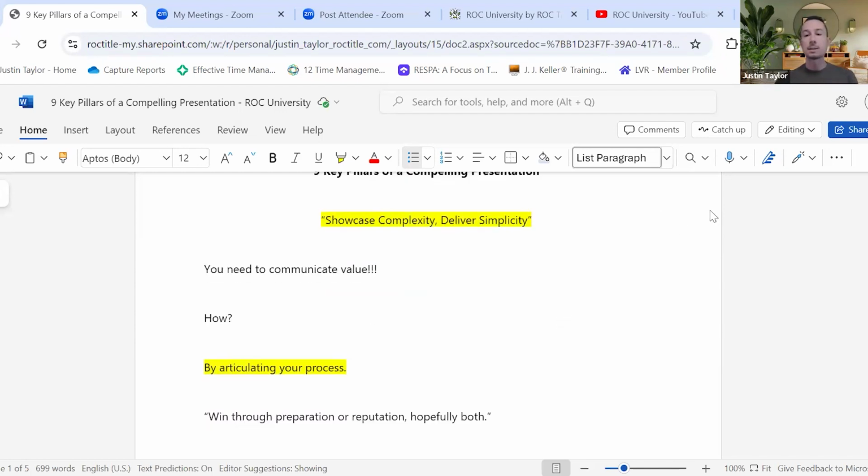And here's the thing, guys, you're either going to win through preparation or reputation, but hopefully both, right? So if we're prepared and we're going into a buyer consultation, or we have a process that we're articulating to our prospects, we are going to win through that preparation. And obviously through reputation, closing deals, great testimonials and client reviews, great referrals. People are going to love it.